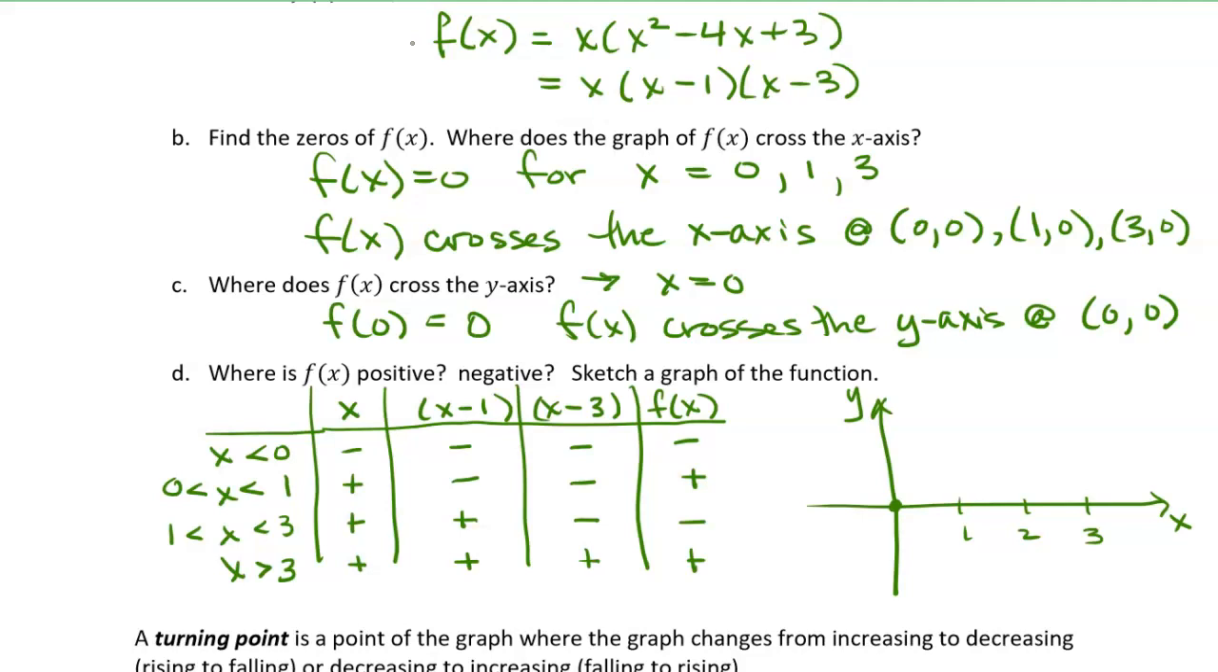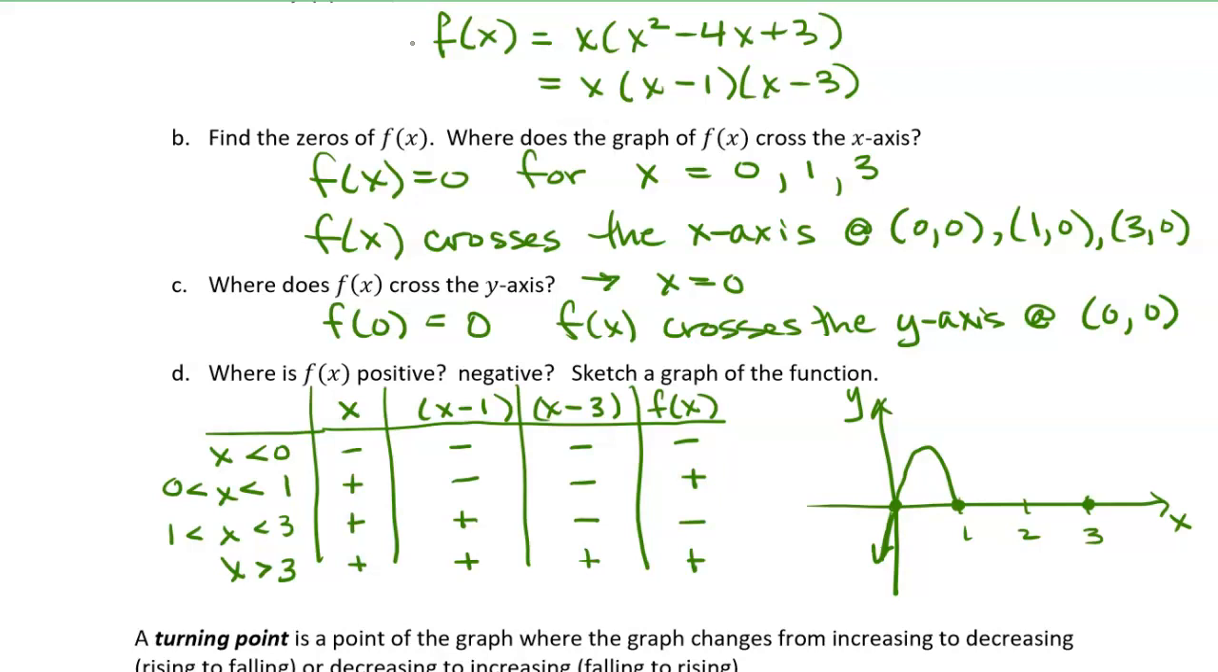So if x is less than 0, it's negative, so it's going to be this way. Now, between 0 and 1, I better draw in all of my zeros. So I have a 0 there and I have a 0 there. Between 0 and 1, it's positive, but it goes up and it comes back down to 1. It has to turn around at some point in order to come back to 0.